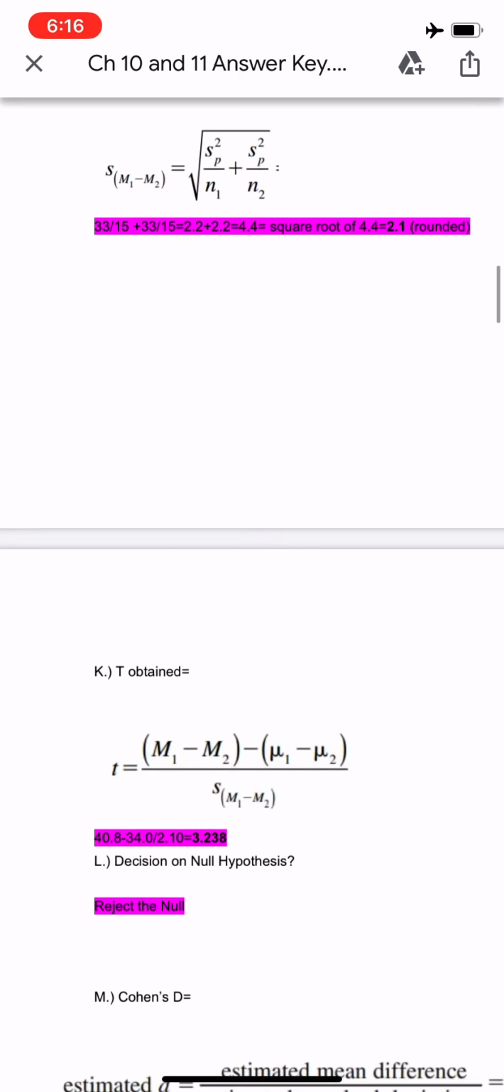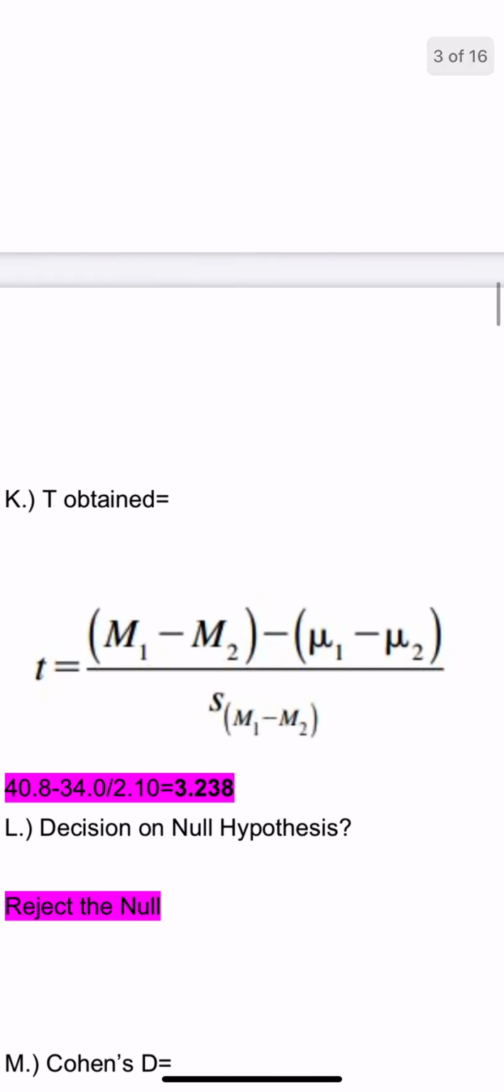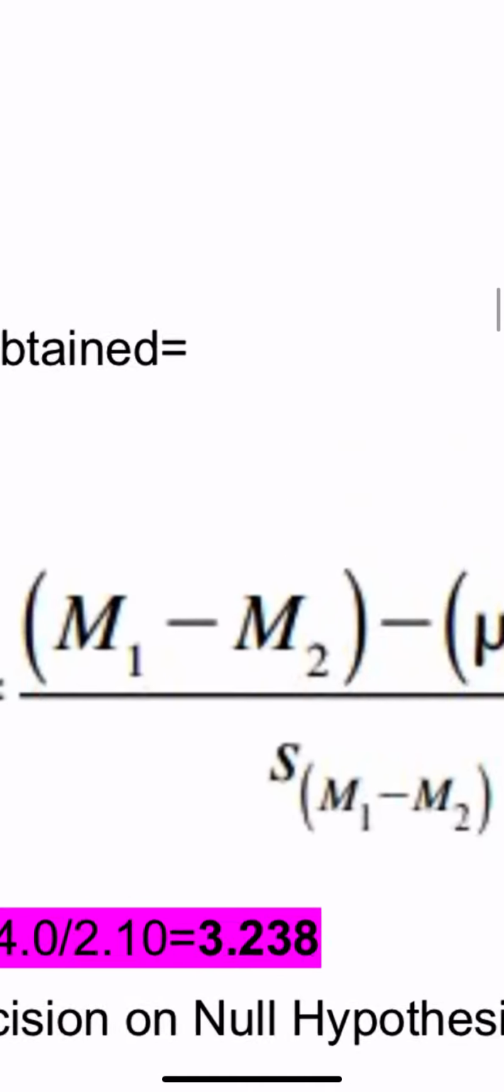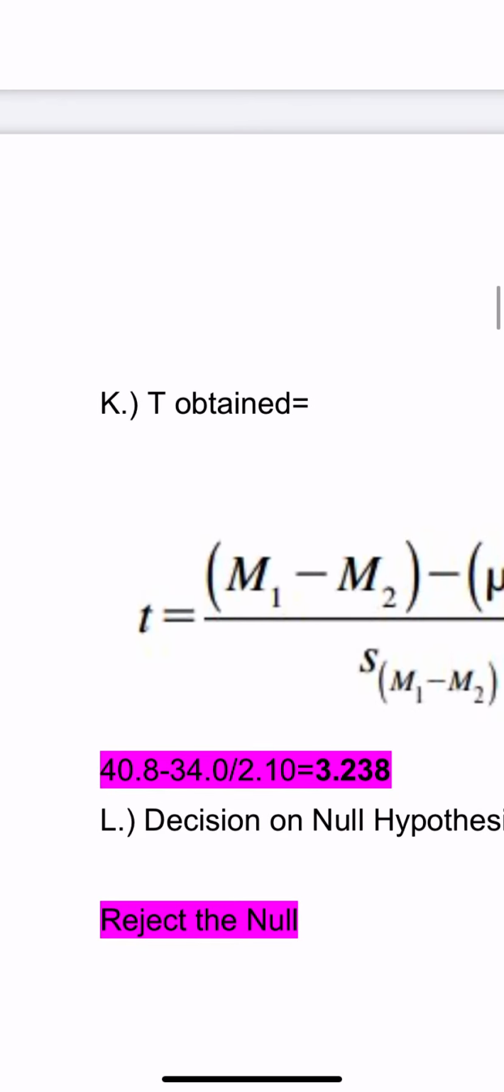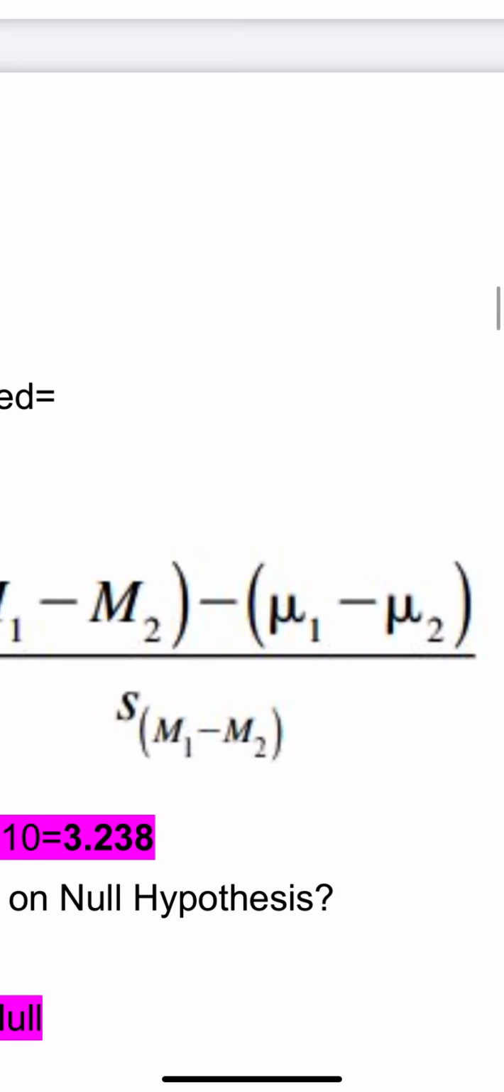All right, so now our t obtained. We are going to just look at this first part, all right? The population mean difference, as I said before, is always equal to 0, all right? Because underneath the null hypothesis, we are stating that there is no difference between the population means. So the population mean difference is 0. So anything minus 0 is what?